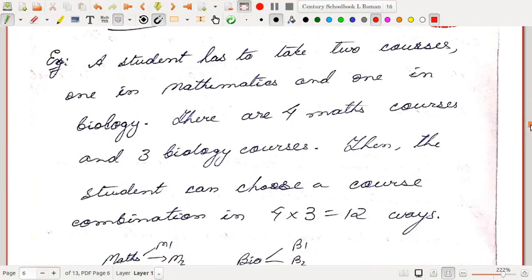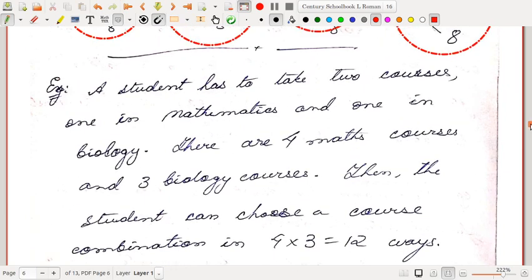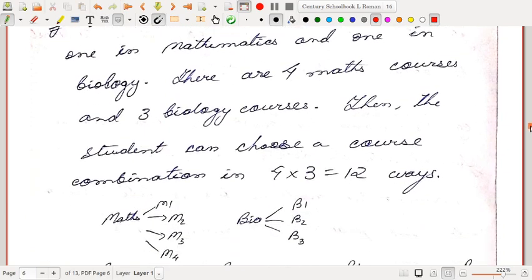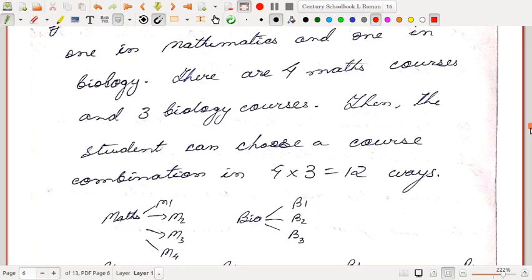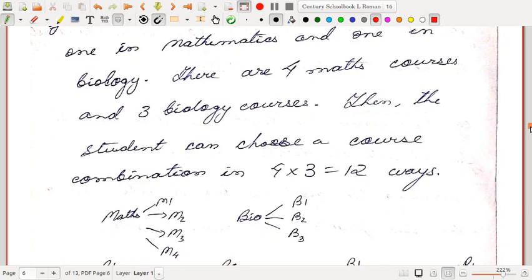Another example: a student has to take two courses, one in mathematics, another in biology, and there are four maths courses and three biology courses, and then the student can choose a course combination in 4 into 3 ways. So you observe the difference with the earlier problem. In the earlier problem, the student had to select one course out of four mathematics and three biology, so he had only 7 options. But here he needs to select two courses, one from mathematics, one from biology. So four options are there for maths courses. For each choice of math course, there are three choices for the biology course. So the student can choose a course in 4 into 3, that is 12 ways.